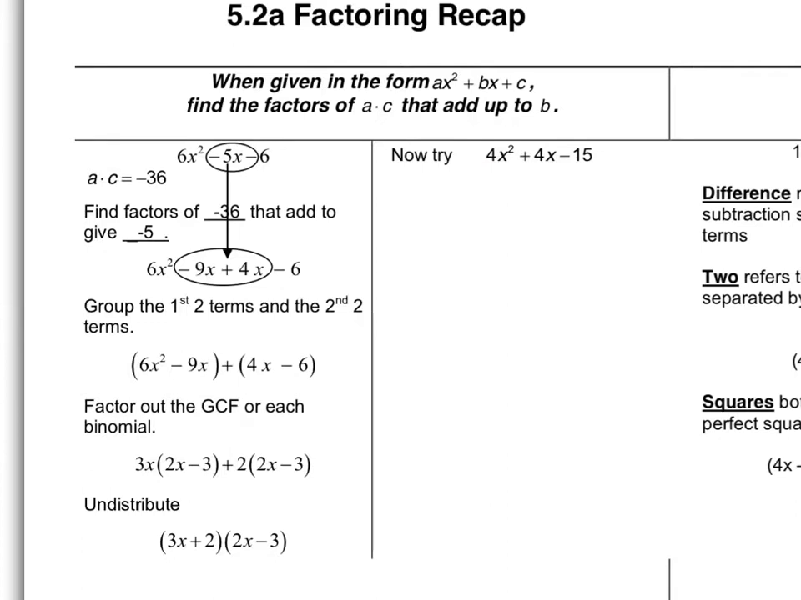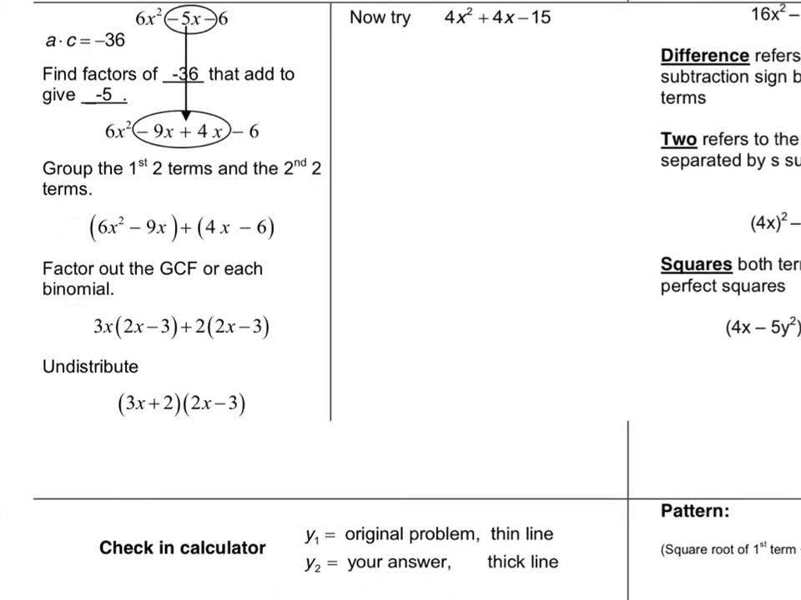So what you need to do is you copy the first term, and you copy the last term. And the one in the middle, you divide into negative 9x and 4x. So negative 9x and 4x. Now again, this is the grouping method. The grouping method says that you need to combine those two together and those two together.